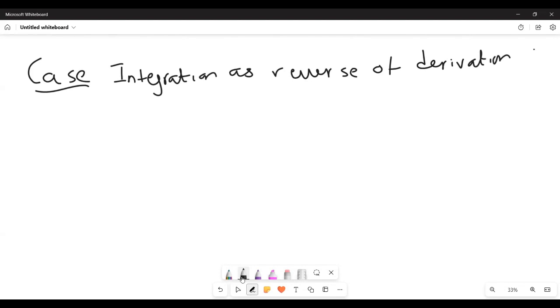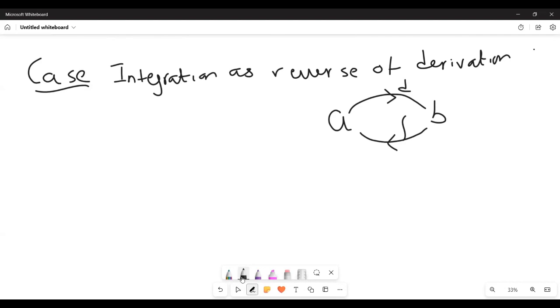So now, we know that if we have A and if we differentiate that and get B, that means we can integrate B and get A back. This is what is meant by integration as reverse of derivation. So if you have A, you differentiate it, you get B, then you can integrate B and get A back. So let's take a look at the examples.